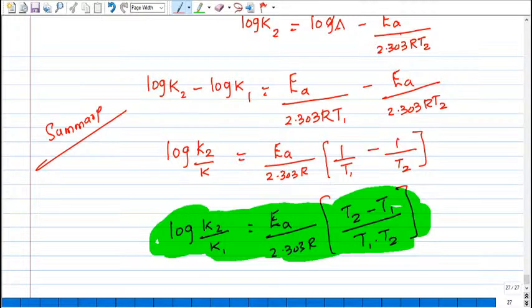And in the next live class, we are going to do some important sums which are going to come for NEET and JEE and also for the CBSE board.